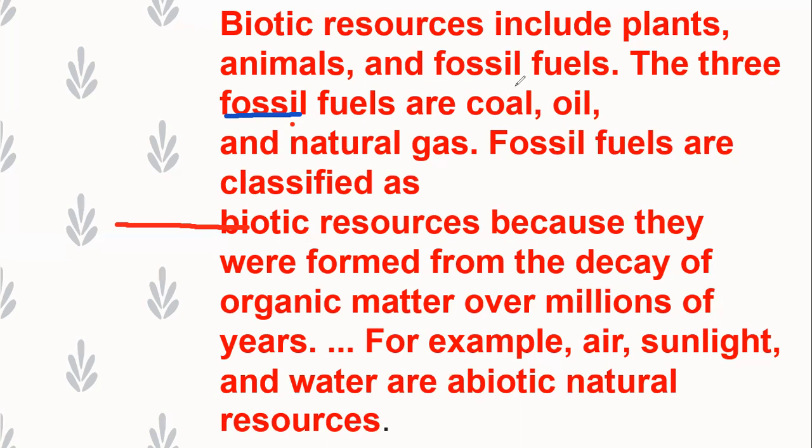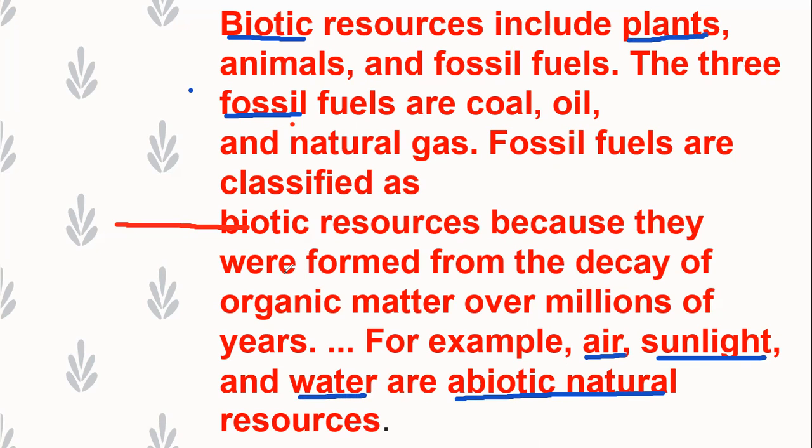So what are biotic resources which we are getting? Biotic resources we are getting from whatever type of resources like plants and animals, including humans. These are all called biotic resources. While in the case of abiotic natural resources, we are getting them from air, sunlight, and water. These are called abiotic resources. So keep it in your mind.